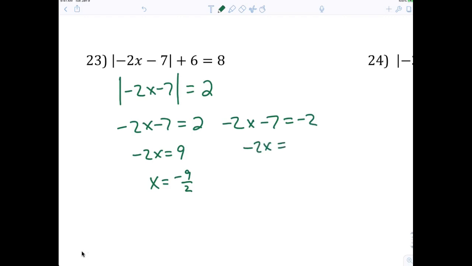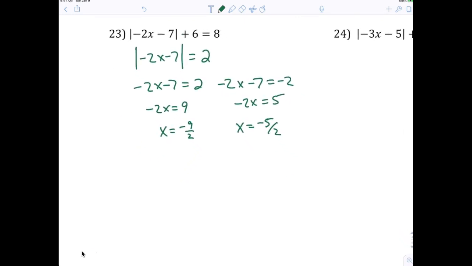Okay. Then we'll add the 7. That is 5. Negative 2x equals 5. So x is negative 5 over 2. You're awesome. That's exactly correct, guys. Look at that now. You should be getting better.